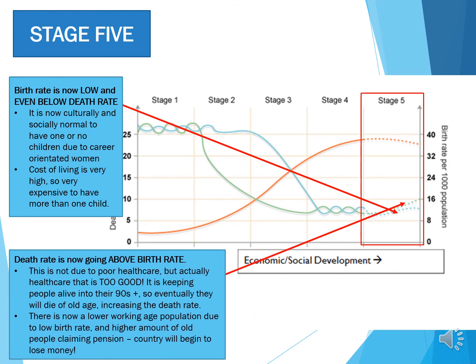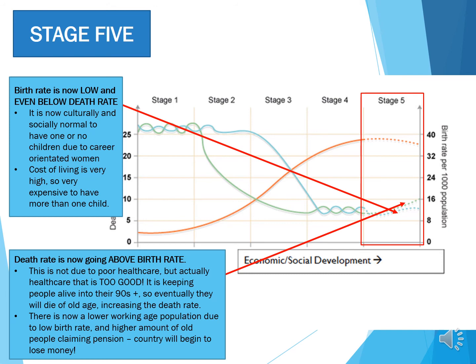Death rate now is going to go above the birth rate. But this isn't because healthcare has suddenly got rubbish. It's actually because healthcare is too good. This country now is too developed. It's keeping people alive into their 90s and over. So eventually they will die of old age because it is inevitable, which will increase the death rate. It's really important you don't get confused and think that they're going back to stage 1 because they're not.